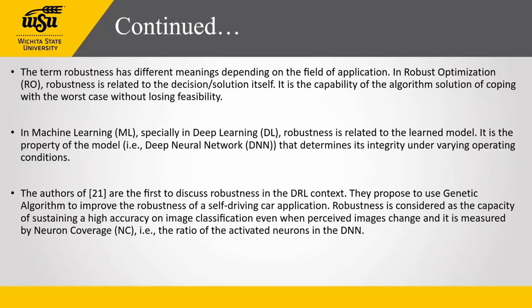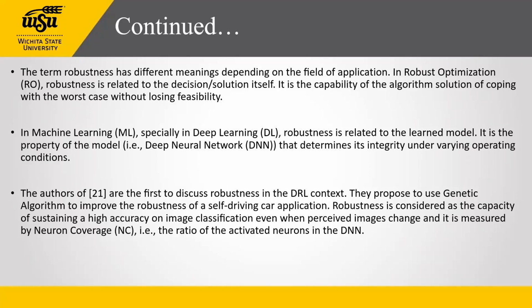Yeah, the term robustness has different meanings depending on the field of application. In robust optimization, which we call RO, robustness is related to the decision or solution itself. It's the capability of an algorithm's solution of coping with the worst case without losing feasibility. In machine learning, especially in deep learning, robustness is related to the learned model. It is the property of the model, the deep neural network, DNN, that determines its integrity under varying operating conditions with different types of situations.